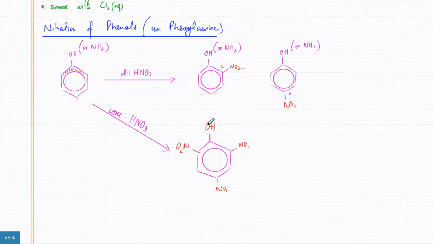I mean, it attaches to all of them. No, these are two separate conditions. Dilute nitric acid in the cold would give you just one NO2. Most likely would give you one NO2. Concentrated nitric acid would give you 3 NO2s. Is that clear?